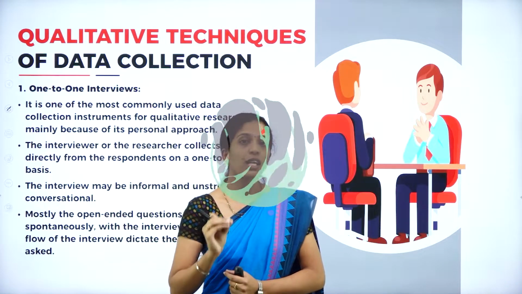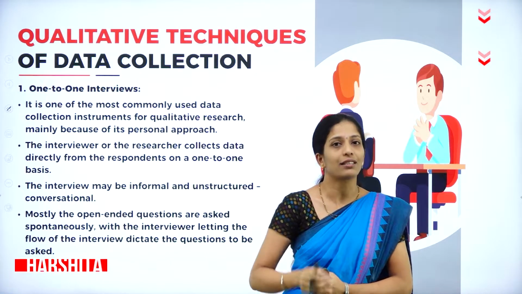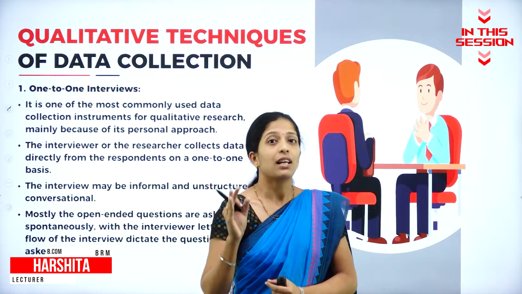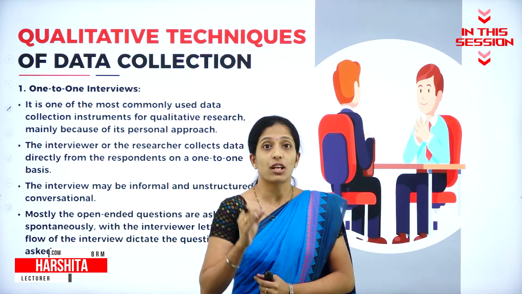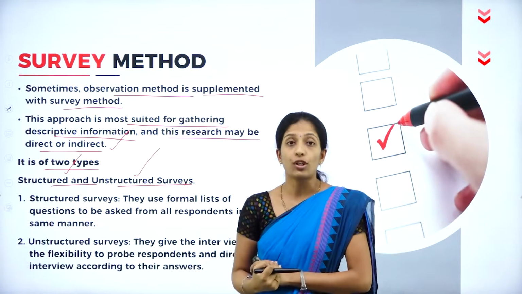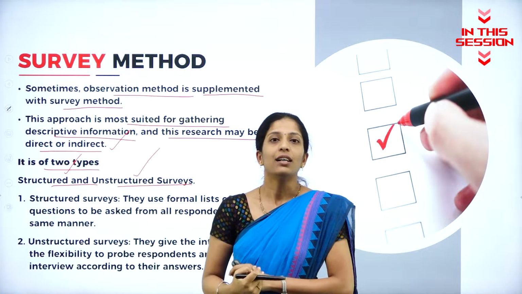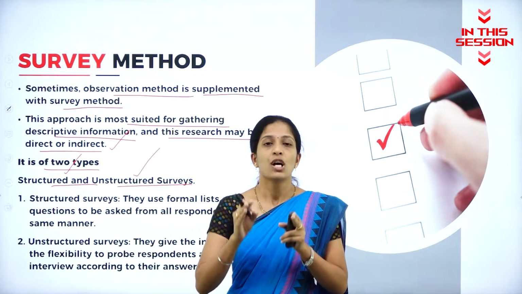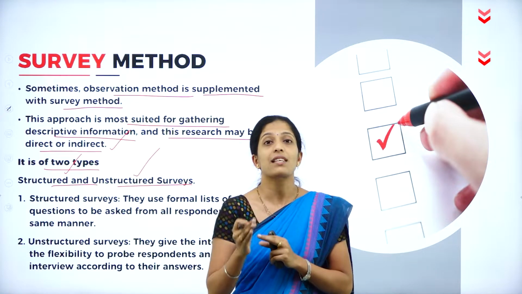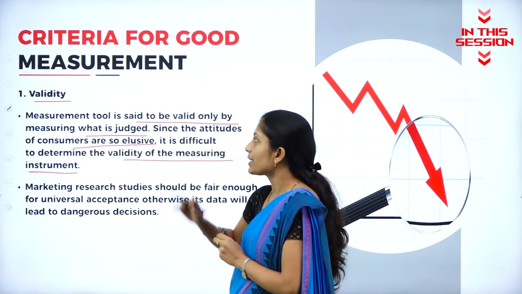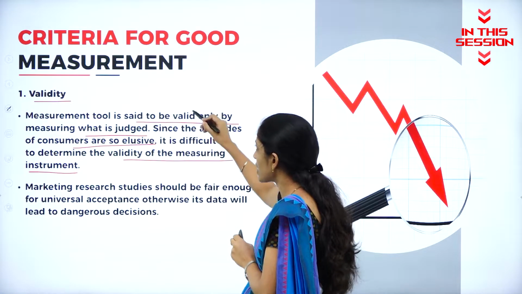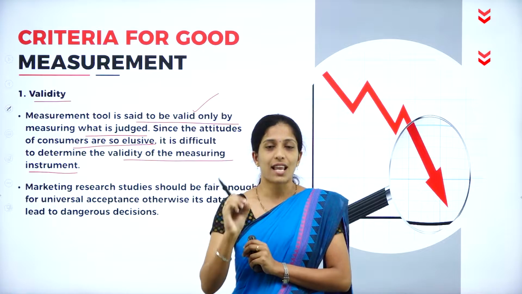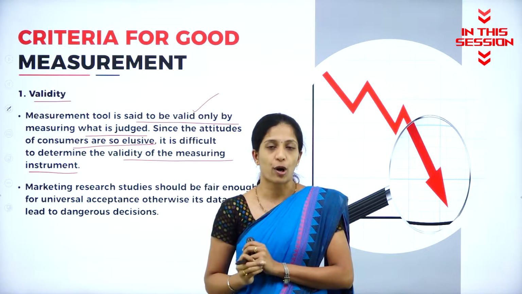Primary method means what? Here the researcher is going to collect the data from the respondent for the first time. So, he will not have any other information relating to that topic. Now, what do you mean by structured? So, here the whole interview process or the whole survey process will be structured, or it will be in a systematic manner. Validity means what? A measurement tool is said to be valid only by measuring what is judged, what is exact, so that can be measured properly.